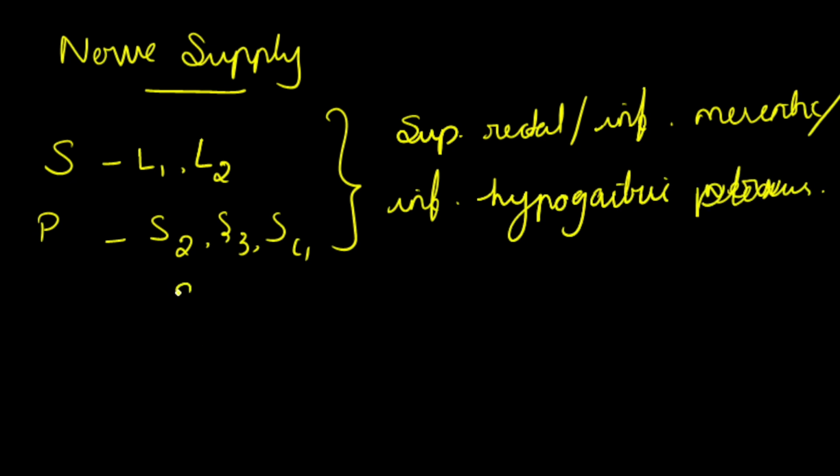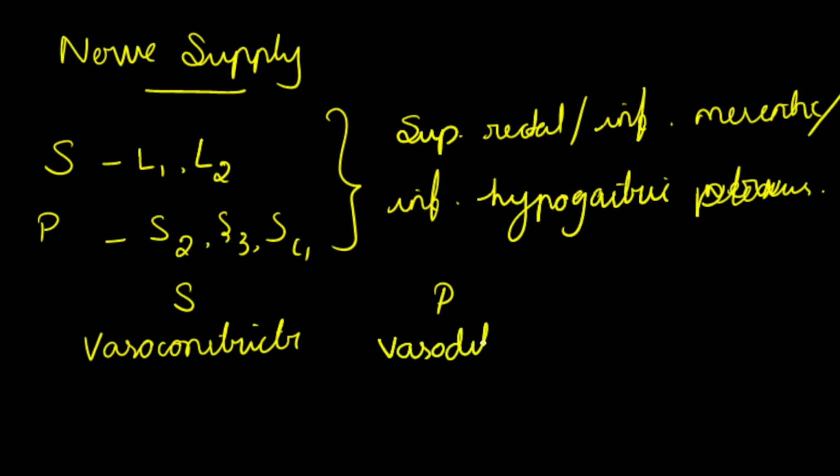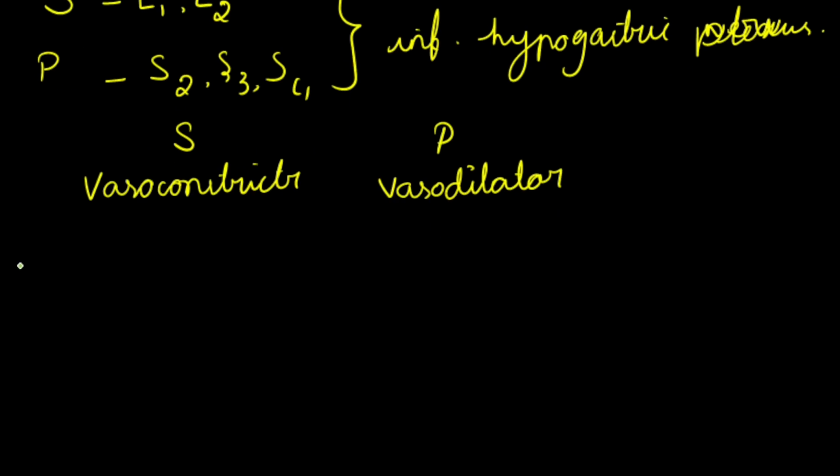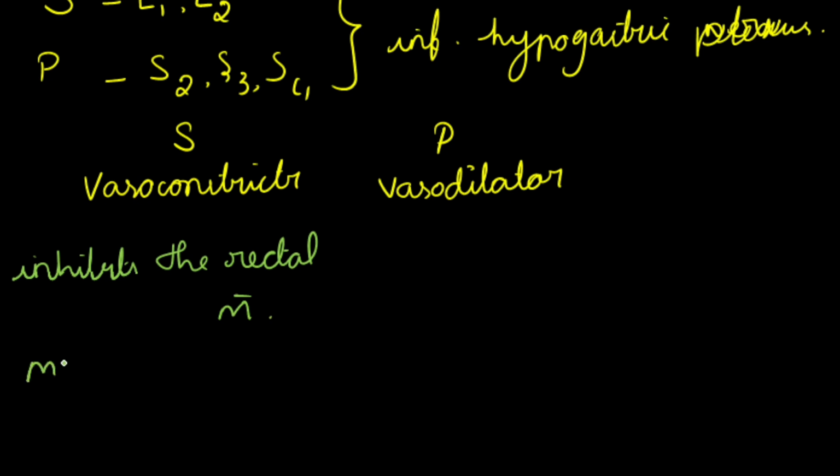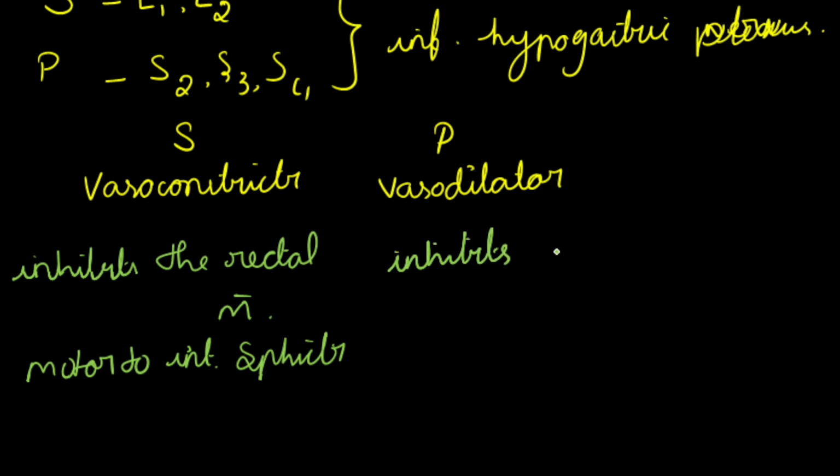So regarding the sympathetic activity, it is vasoconstrictor, and in case of parasympathetic activity, it is vasodilator. Sympathetic activity inhibits the rectal musculature and it provides motor action to the internal sphincter. And here parasympathetic activity inhibits the internal sphincter.